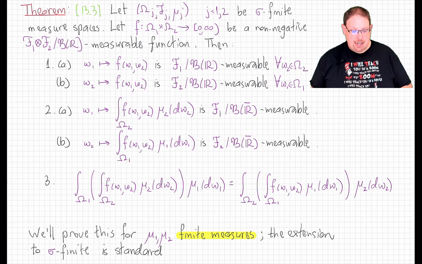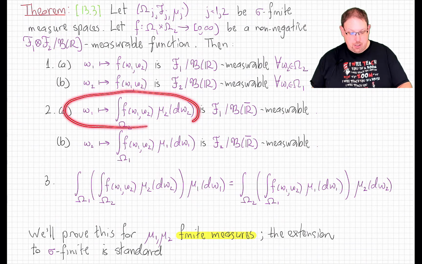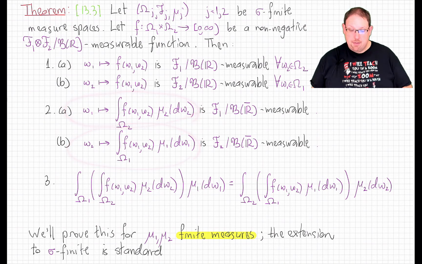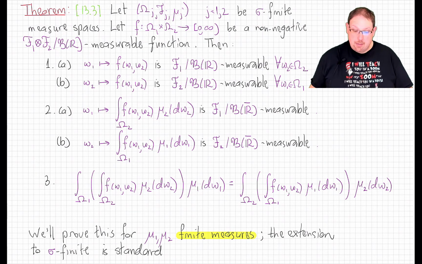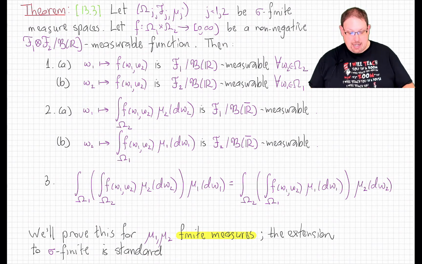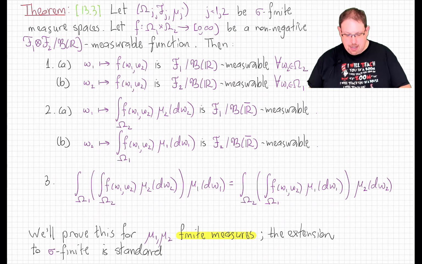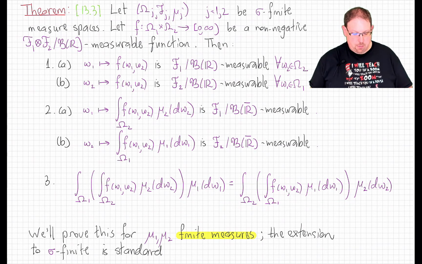And then finally, now that I have these two measurable functions that are again non-negative, since they are integrals of non-negative functions, I can integrate them, again, with respect to the other measure that still hasn't been integrated out, and it doesn't matter what order I do that integral. Doing the integral with respect to mu2 and then with respect to mu1 gives the same answer as doing the integral with respect to mu1 and then the integral with respect to mu2.